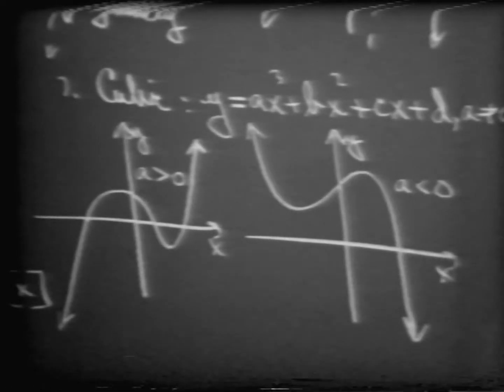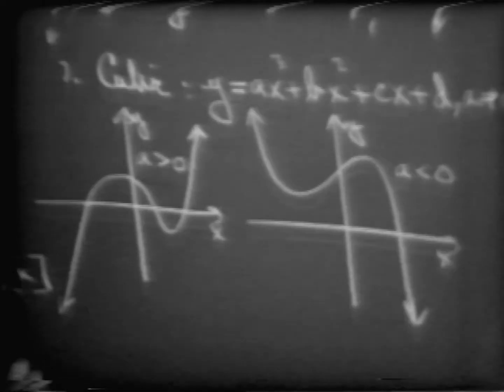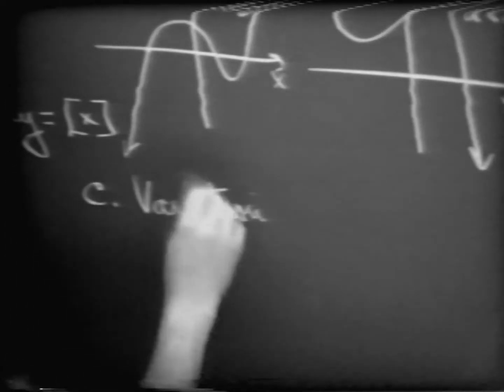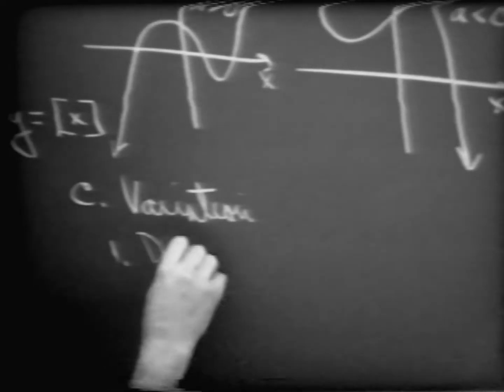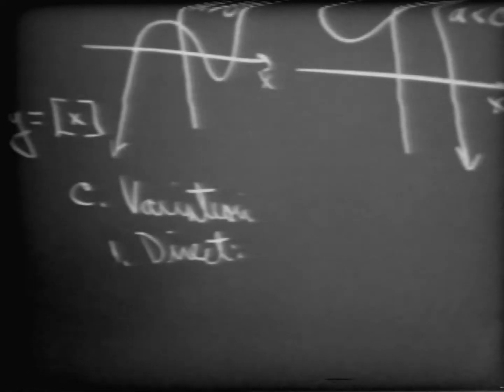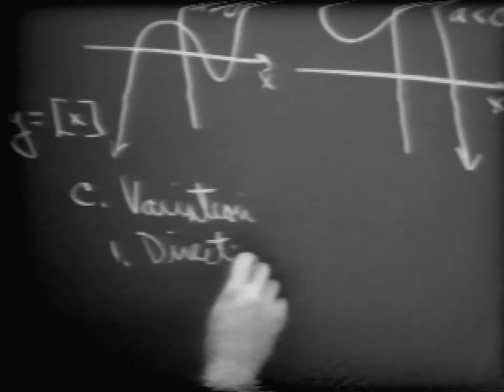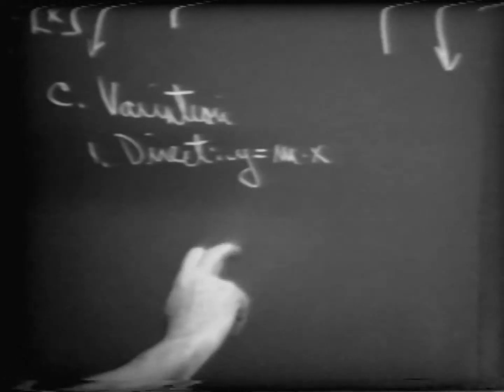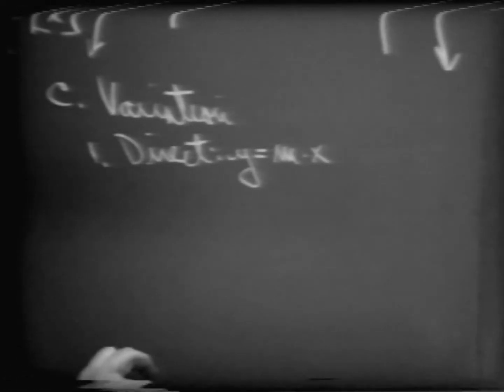Well, let's see now. After we worked with some of these special functions, another big idea that we considered had to do with variation, all right? And one of the first types of variation that we considered was called direct variation. And what was the formula for direct variation, Chuck? Y is equal to m times x. And we had a restriction on the number m, which again says what?